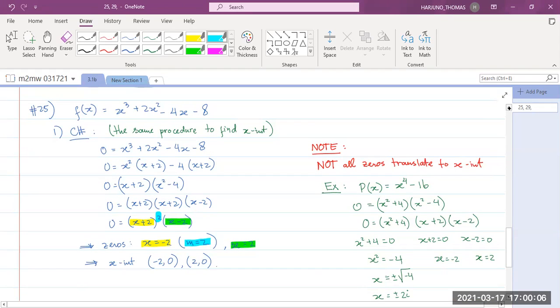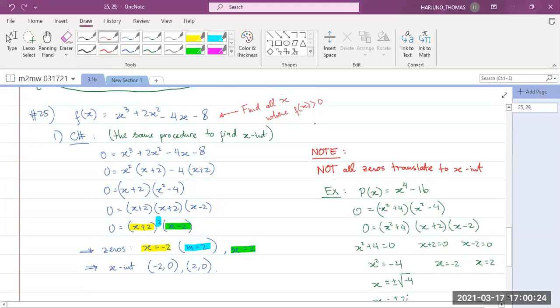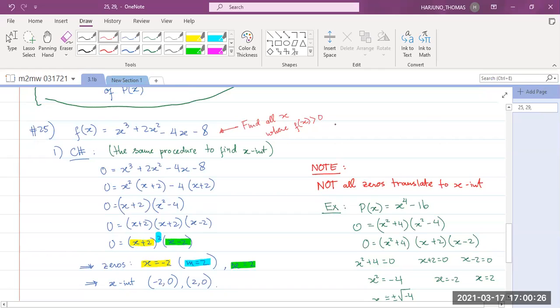The purpose of this number 25 is to find all x where f(x) is positive and all x where f(x) is negative.